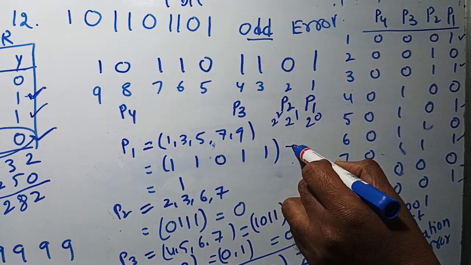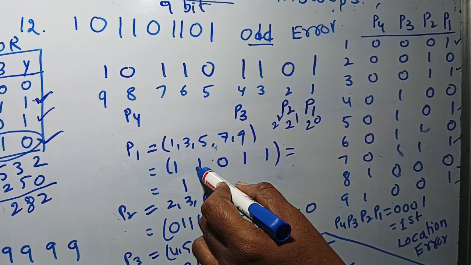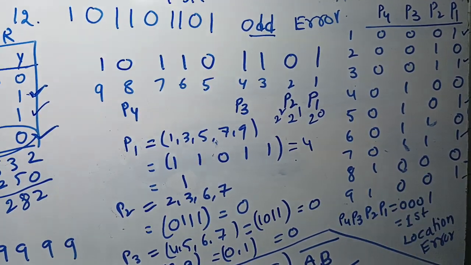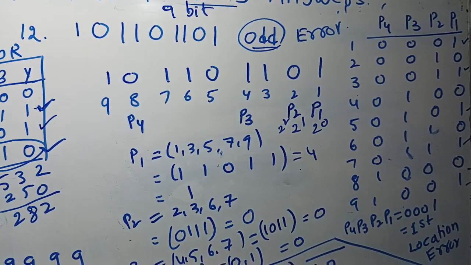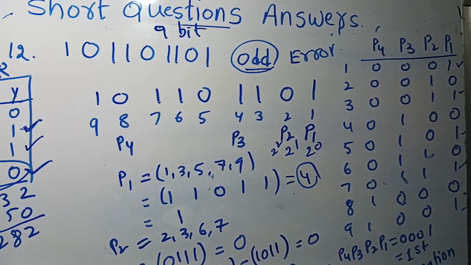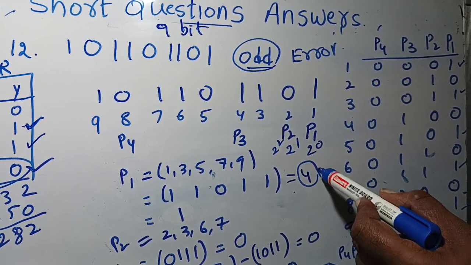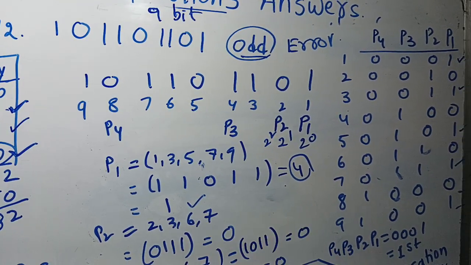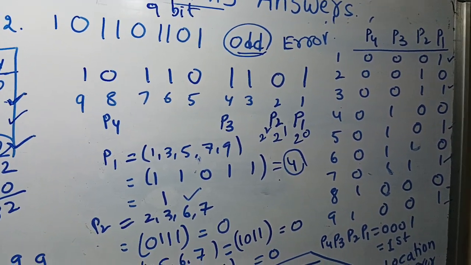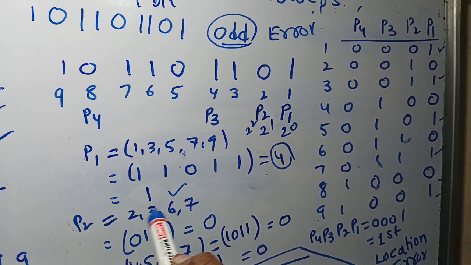11011. Here you can check the number of ones: 1, 2, 3, 4. Four ones are there. But he mentioned odd parity, and four ones means an even number of ones, but we need odd parity. So here there will be an error, so you can write 1.